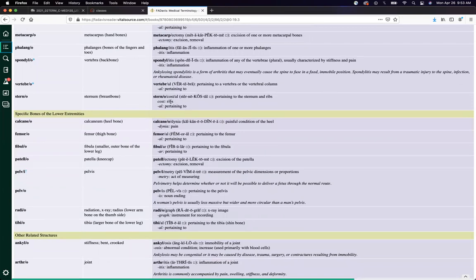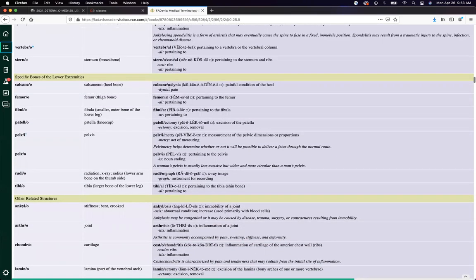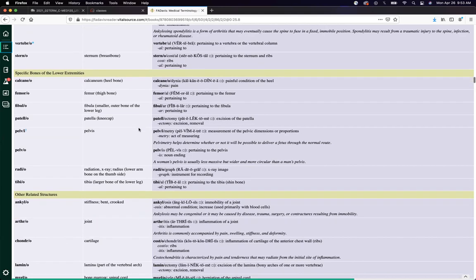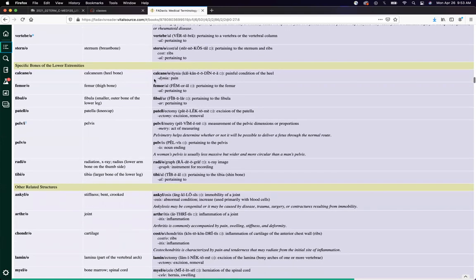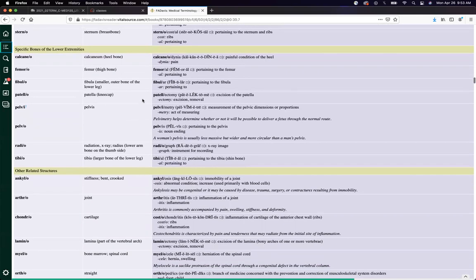Sternocostal. We're talking not only about the sternum or your breastbone, but the ribs associated with it. Your calcaneum, which is your heel bone. So you could have calcaneodynia, common with runners, common with people who are heavier. That's why until I get my weight down, I'm not allowed to run outside because I'm so heavy that it bashes up my knees and my feet.